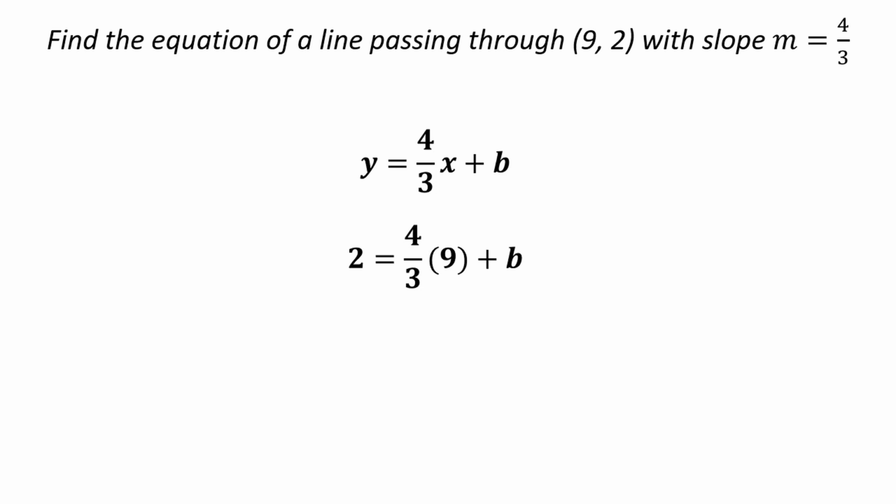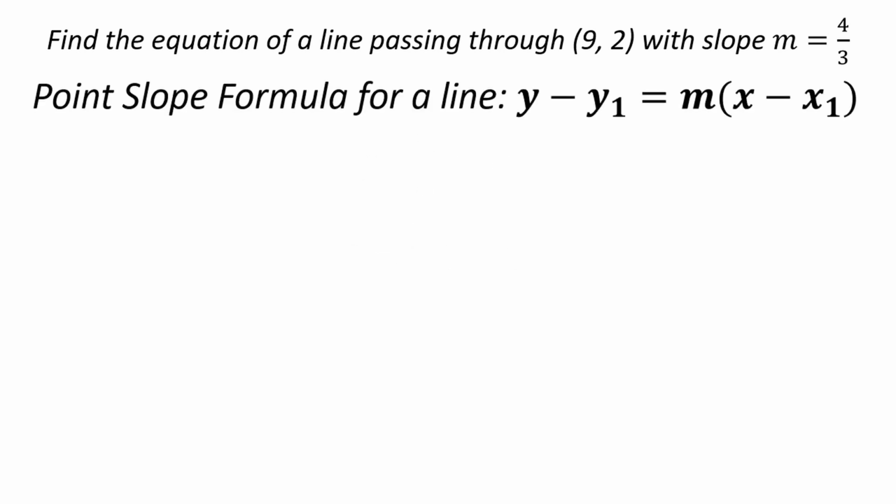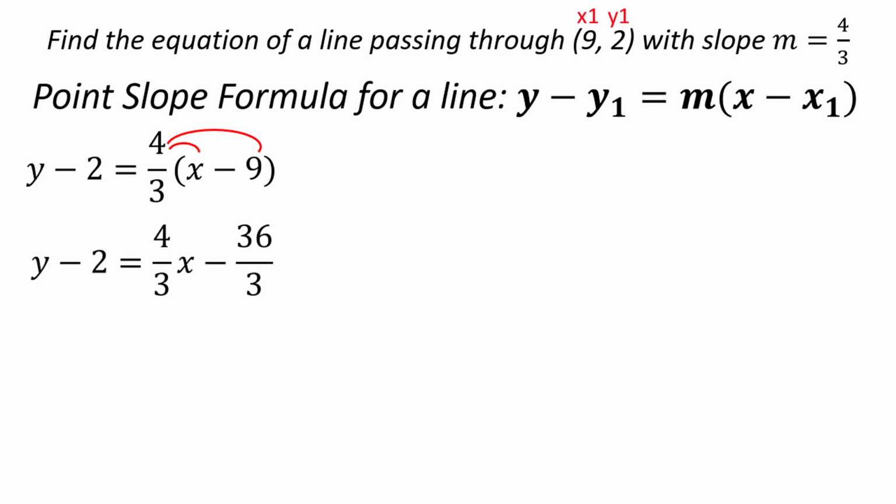point-slope form. The point-slope formula for a line is y minus y1 is equal to m times x minus x1, where y1 and x1 are the coordinates of a given point. Plugging into our formula, we have y minus 2 is equal to 4/3 times x minus 9. Distributing the 4/3, we have y minus 2 is equal to 4/3 x minus 36/3. 36/3 is the same thing as 12, so we can rewrite the equation this way.